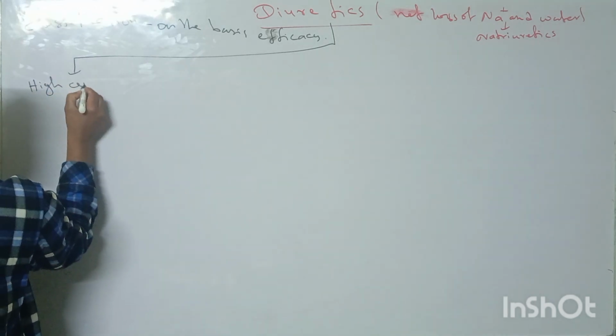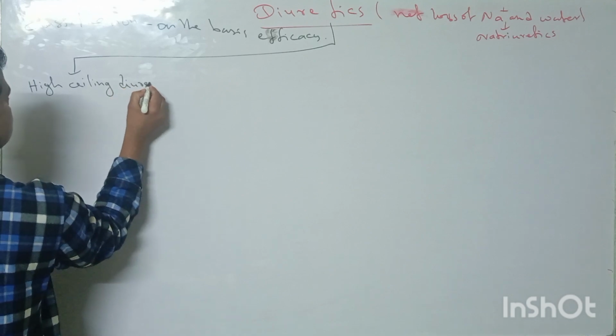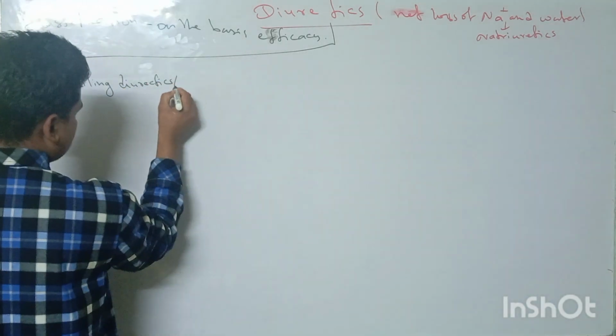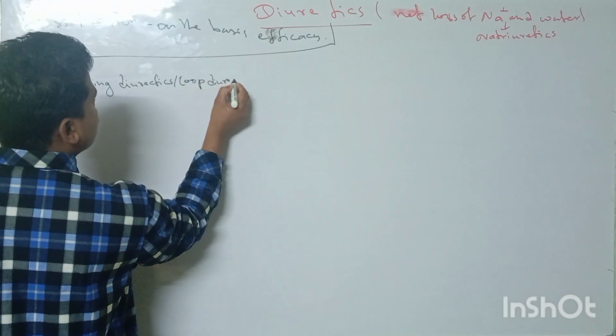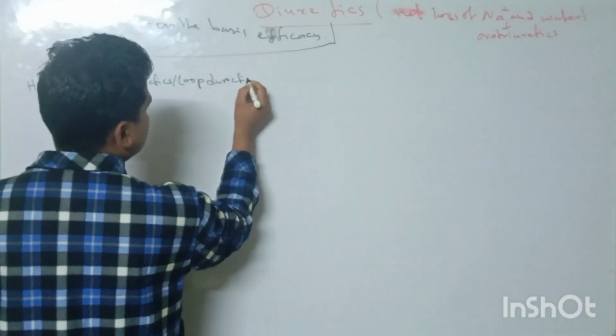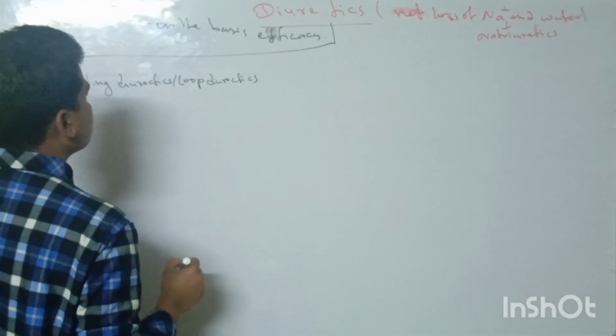High ceiling diuretics. These are also known as loop diuretics. Why called so? I will explain in mechanism of action. Loop diuretics.